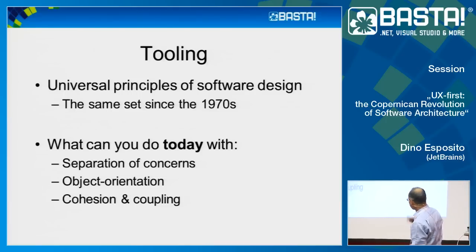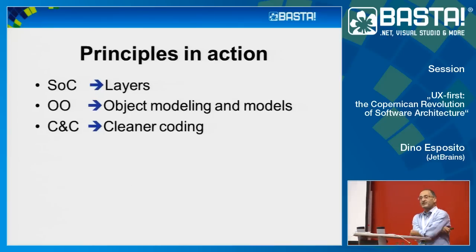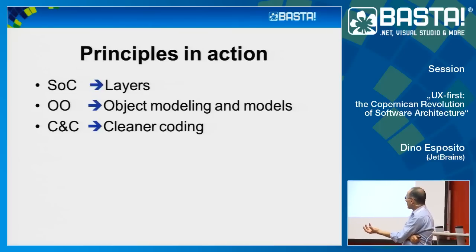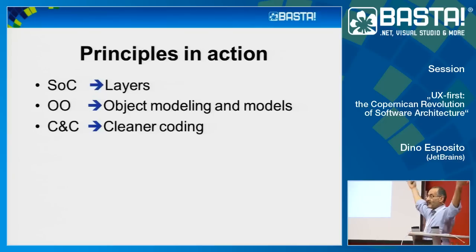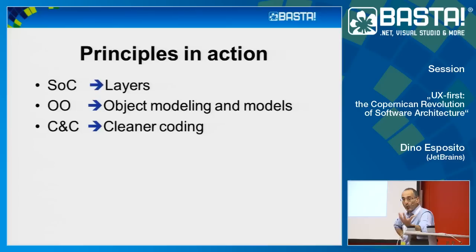Yeah, that's right. So these are the tools. What can you do with these tools? With separation of concerns, that is the theoretical foundation for layers. Everybody knows that layers, that's all about layers. When you have layers, once you have layers, you're halfway. But why layers? Because of separation of concerns. Object orientation means implementing classes that all together form a model of some sort.